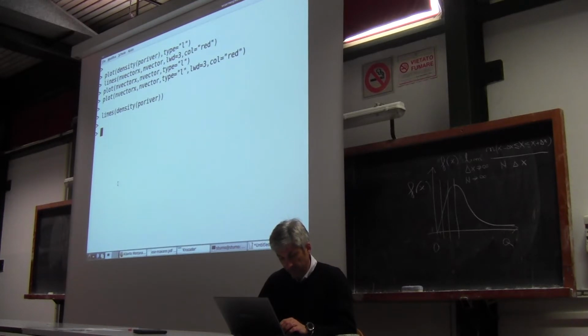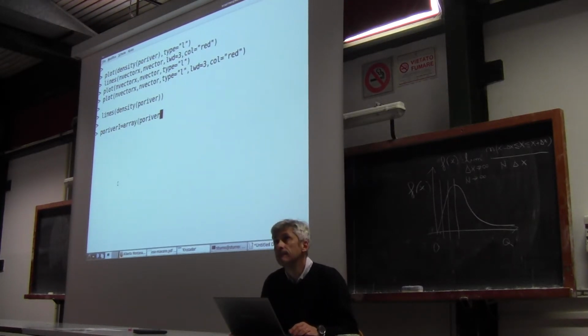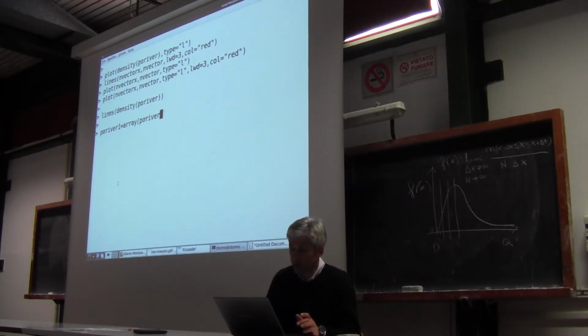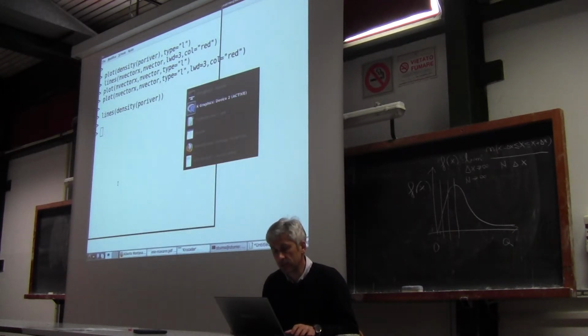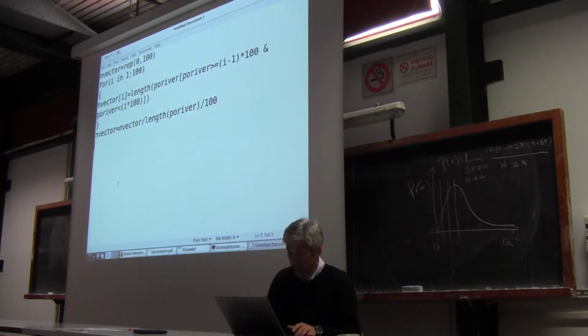Okay, let me do it like this. Instead of putting the data into an array, let me write a for cycle directly on the time series. I think it is easier. So let me write it here.